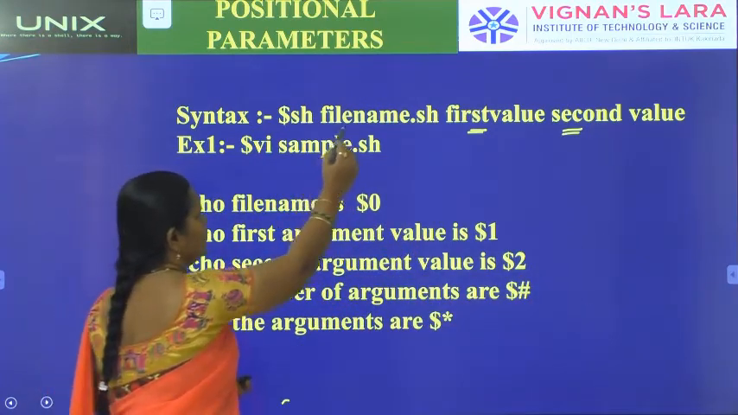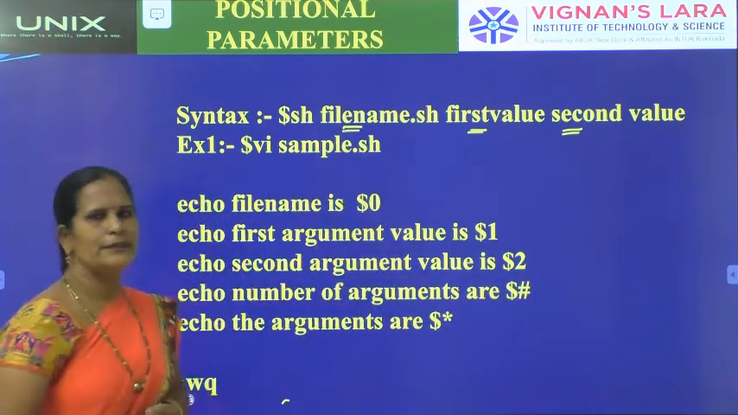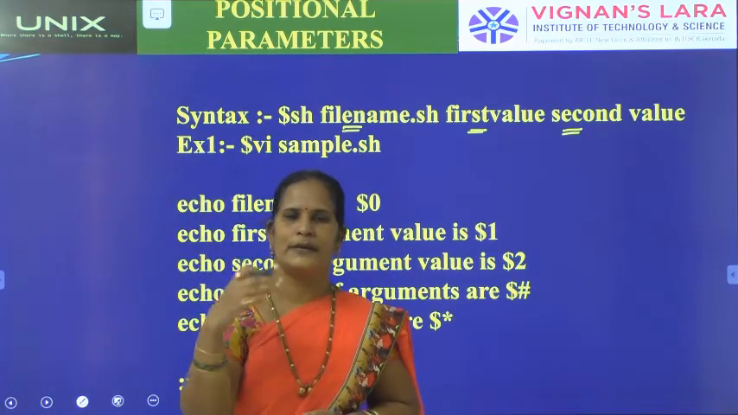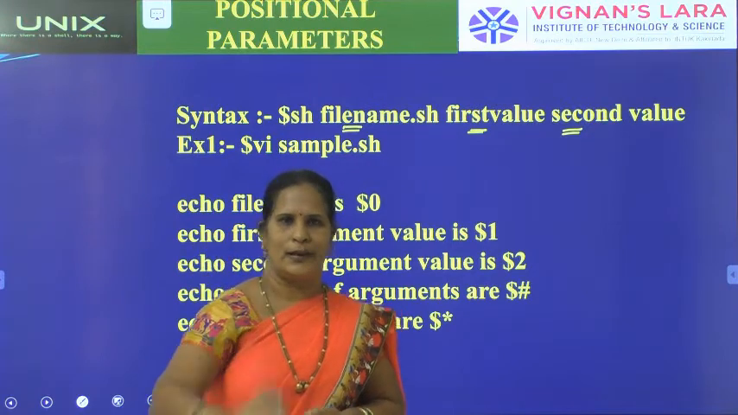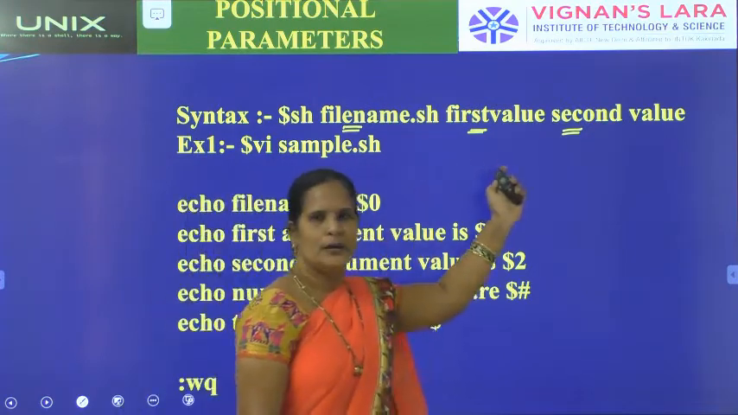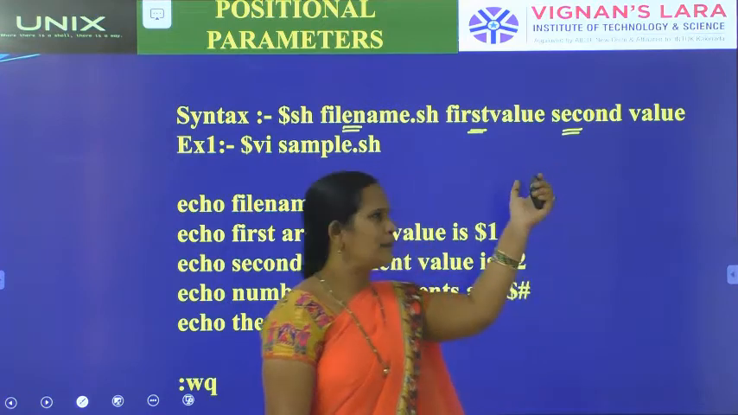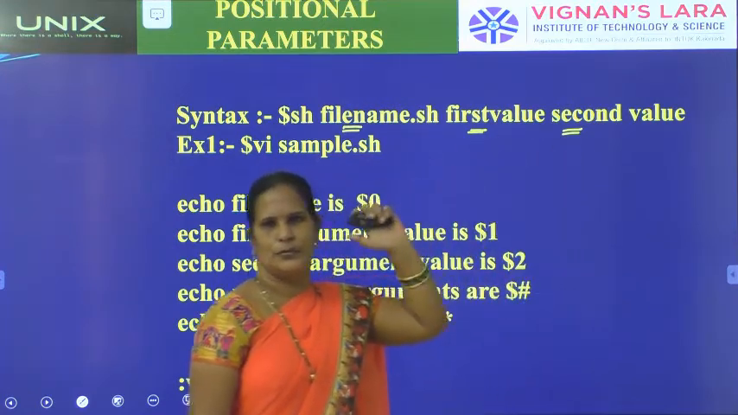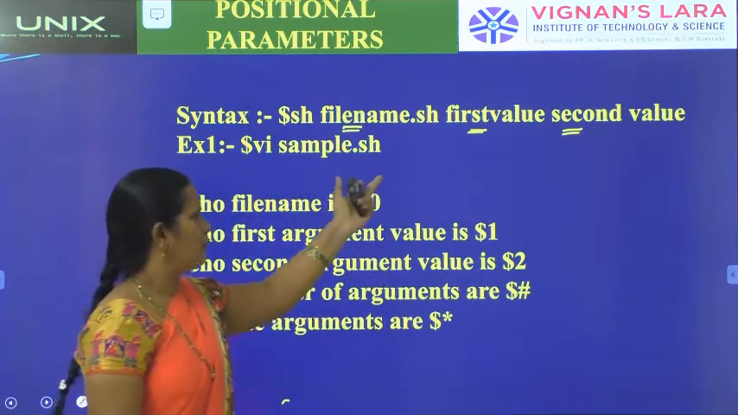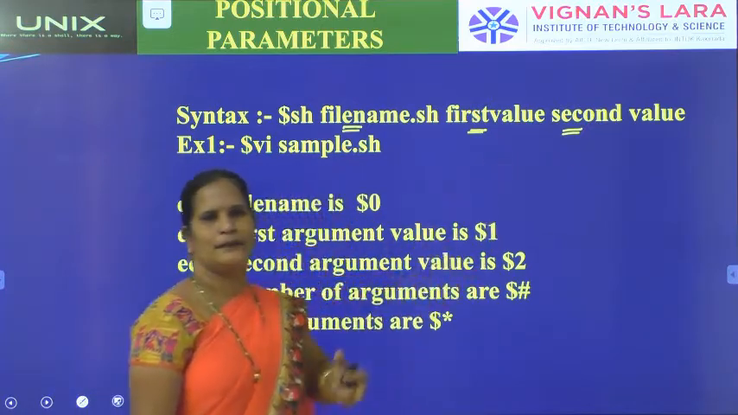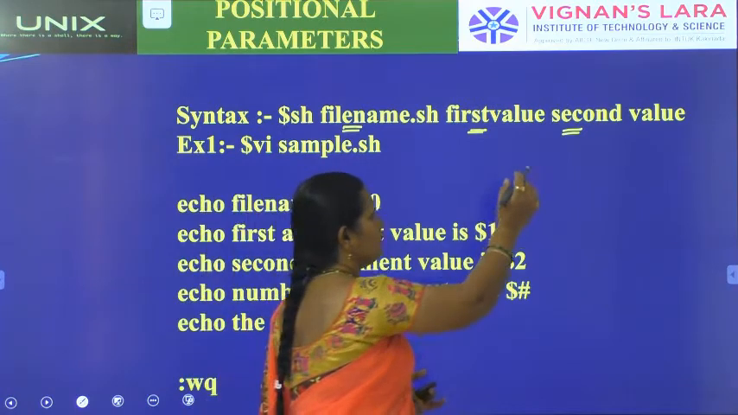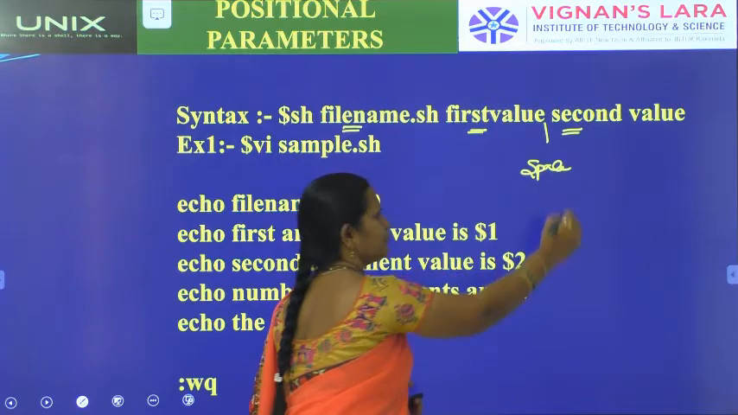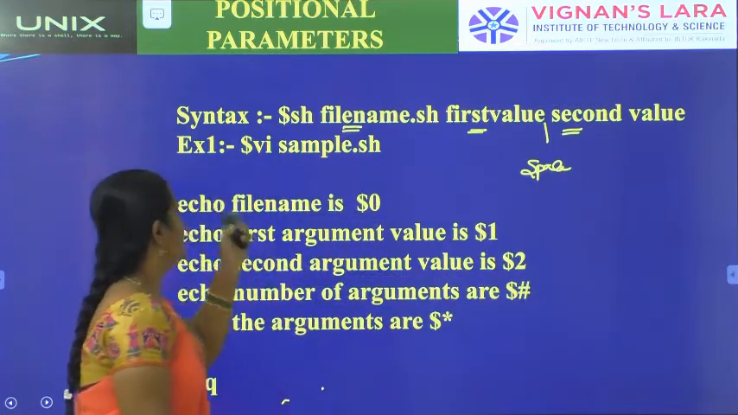$0 indicates the file name. Its range is from $0 to $9. First, $0 indicates either the command name or file name, and the parameters range from $1 to $9. The first value is parameter 1, the second value is parameter 2, meaning $1 value, $2 value, $3 value, and so on. We have to separate all these values just by using space. So this is the syntax.